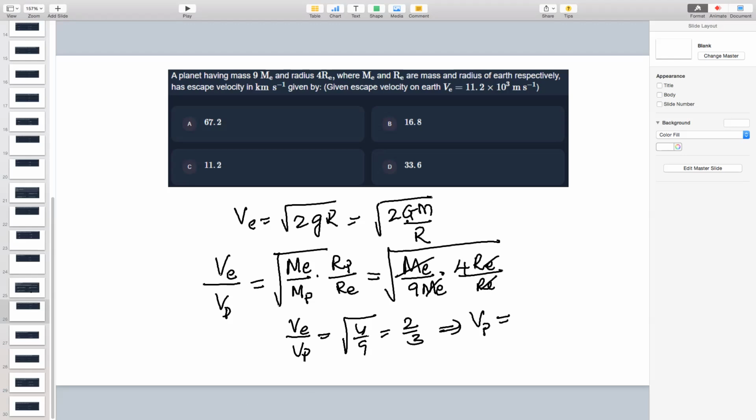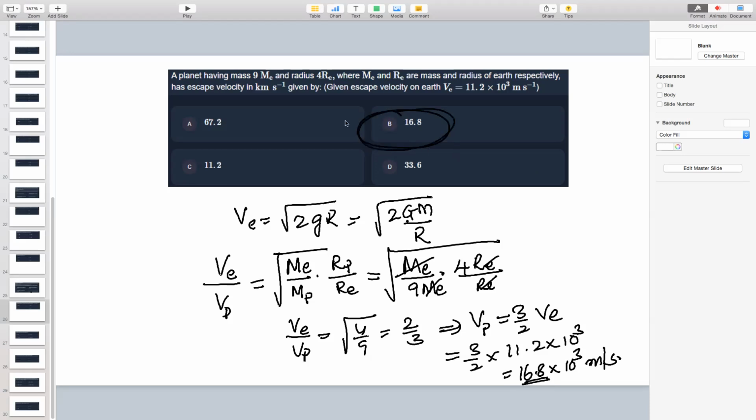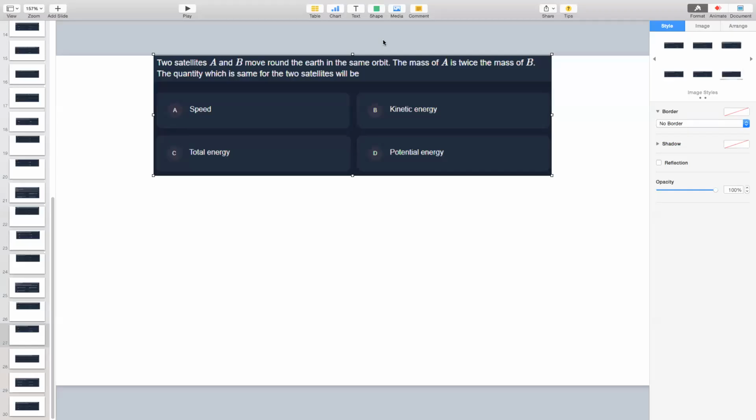So escape velocity on the planet is 3 by 2 of escape velocity on Earth. This is 3 by 2 into 11.2 into 10 power 3, which is the escape velocity on Earth. So just to simplify this, what you get? Yes, you get around 16.8 into 10 power 3 meters per second, or 16.8 kilometers per second. Option B is your correct answer. Now we go for the next problem.